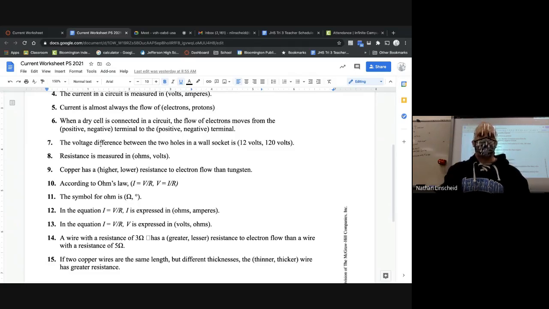The voltage difference between the 2 holes in your wall sockets that you plug things into. We didn't talk about this yesterday. So is it 12 volts or is it 120 volts? Anybody know that one? 120. It's 120, right? And then sometimes in your house, like if you have an electric dryer or a stove and you've ever seen where those plug in, they've got these huge plug-in things. Those are 220 volts. So it takes like twice as much energy to make those things work.